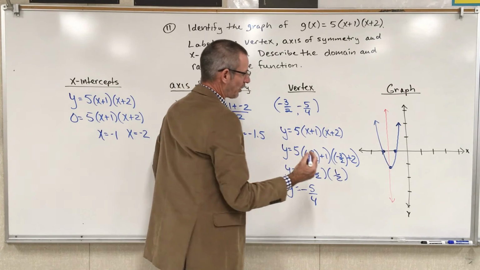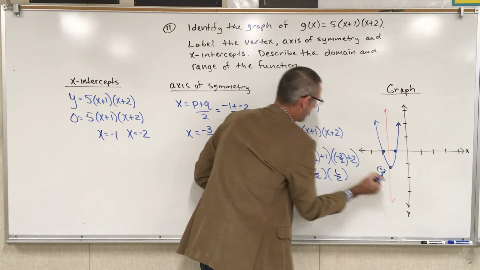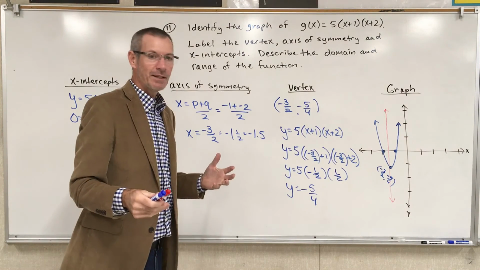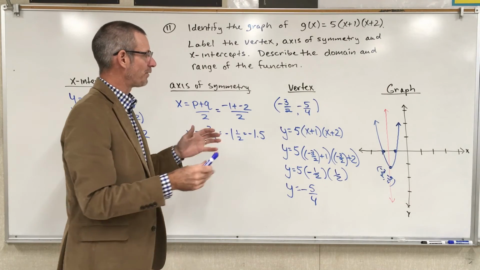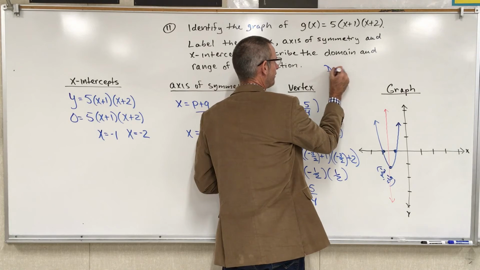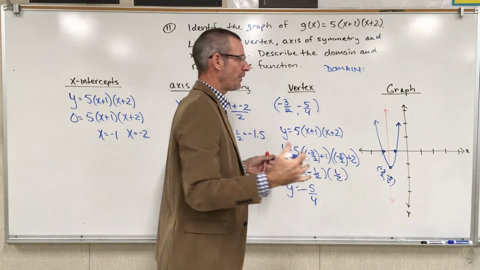And just to make it easier for us, my vertex is at -3 over 2, comma, -5 over 4. The last thing we have to do is find the domain and the range of our parabola. So the domain will be all real numbers.